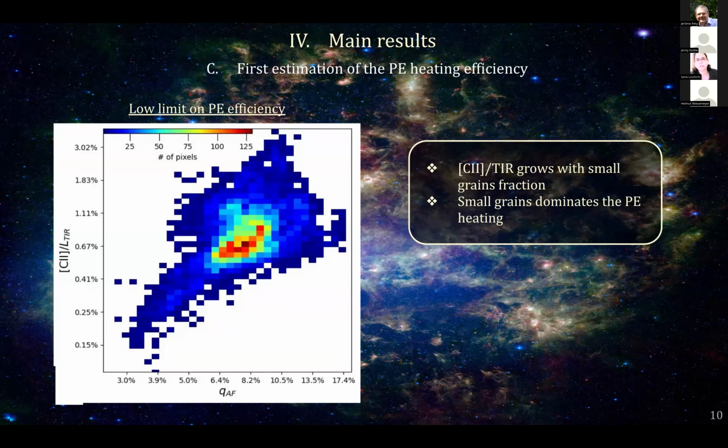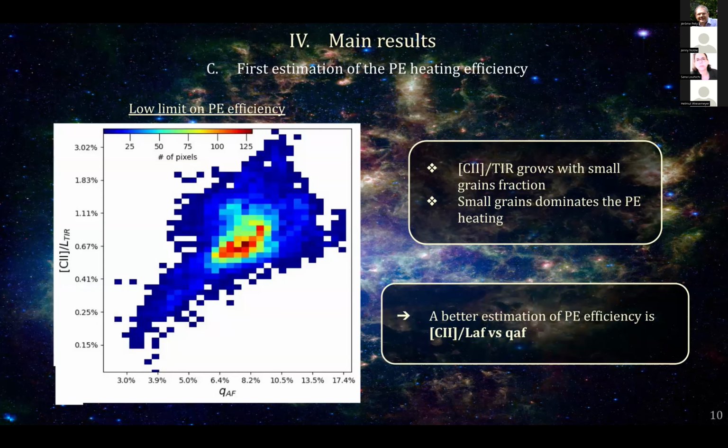It's a good estimation, but it's only a lower limit on the efficiency, and we wanted to get rid of the dependency to estimate the efficiency. And what we did is to plot the ratio between the C plus and the small grain luminosity as a function of the small grain fraction.